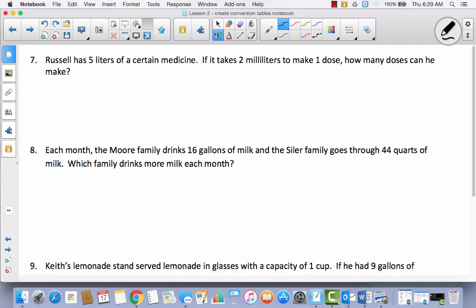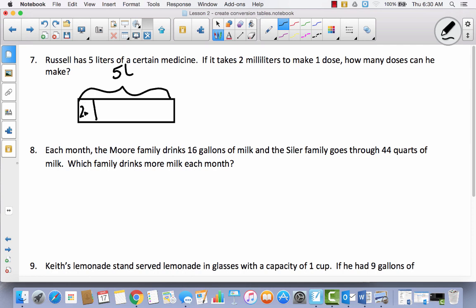All right, so Russell has 5 liters of a certain medicine. If it takes 2 milliliters to make 1 dose, how many doses can he make? All right, so I'm hearing that he has 5 liters total. So that tells me that I'm going to make this a total 5 liters. And I know that it takes 2 milliliters to make a dose. But here's the question.